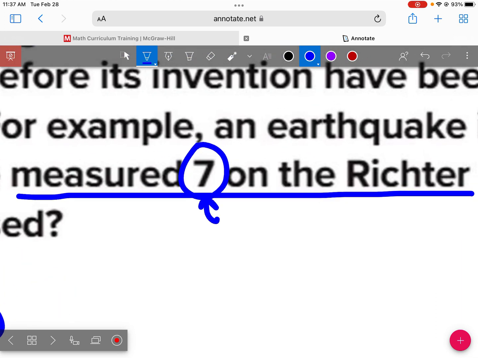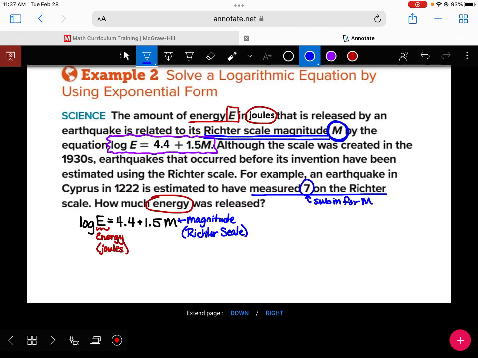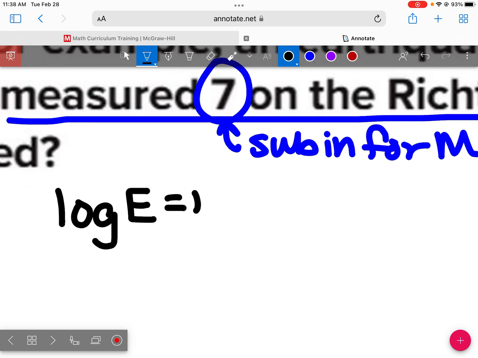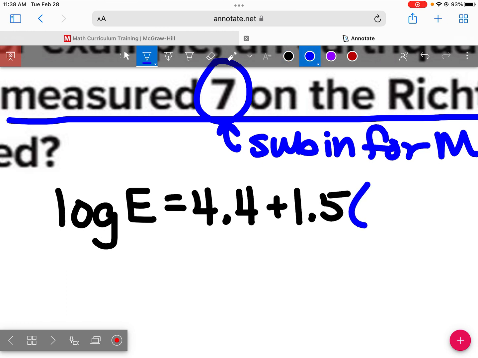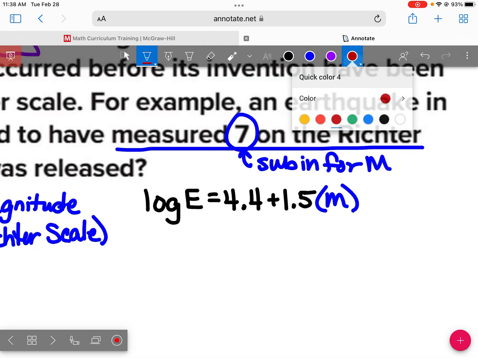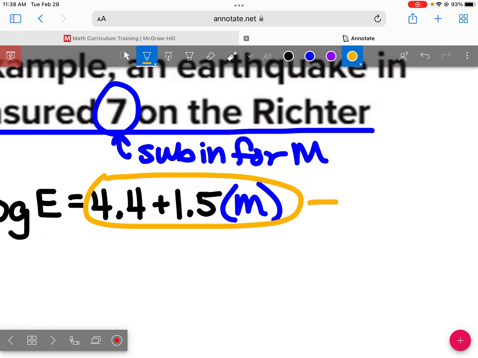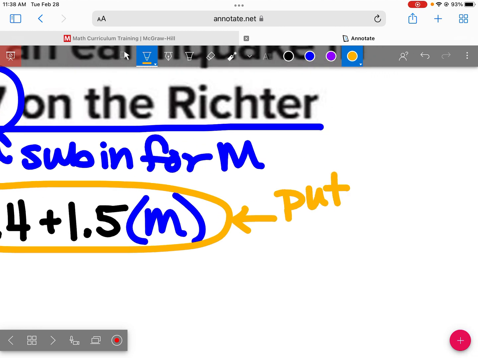Yes. We're going to sub this in for m into that equation. So I'm just going to start there. Common log E equals 4.4 plus 1.5 m. Put this entire side of the equation into your calculator. Oh, sorry, we're subbing in what for m? 7, my apologies.